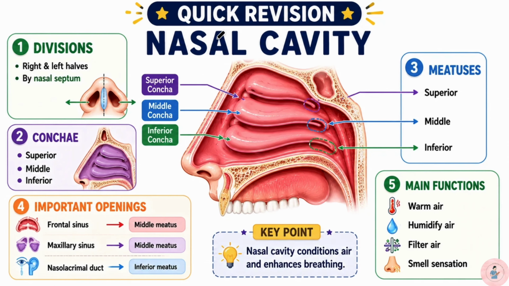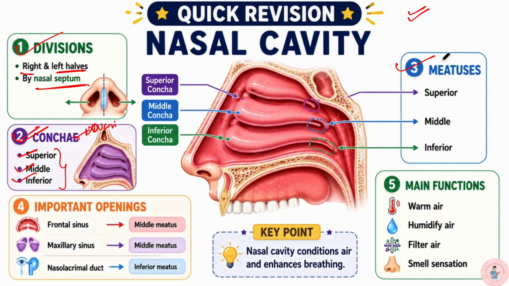So let's just quickly revise what we have studied in this lecture. We studied about what is respiration, the respiratory system क्या है, and the pathway of the airflow. Okay, then we have studied about the structure of nose, which is divided into two right and left halves by the nasal septum. Then we have concha present in them, which is divided into three parts: the superior, middle, and inferior concha. This helps to warm and filter the air. Fine. Then we have the meatus.